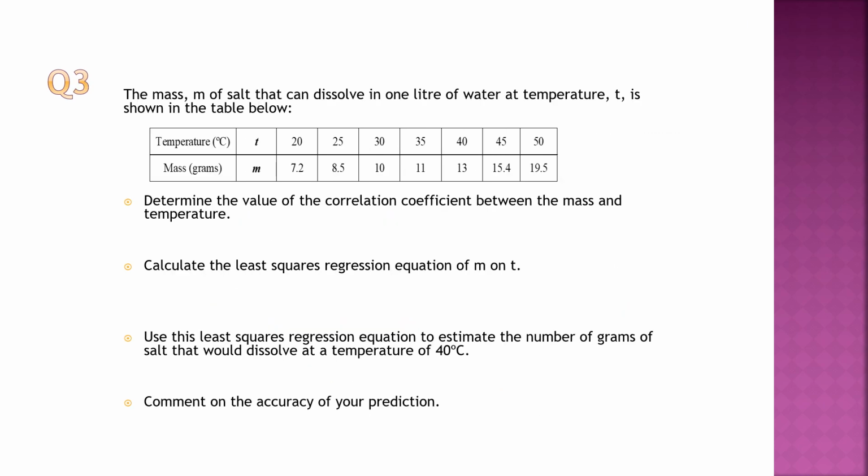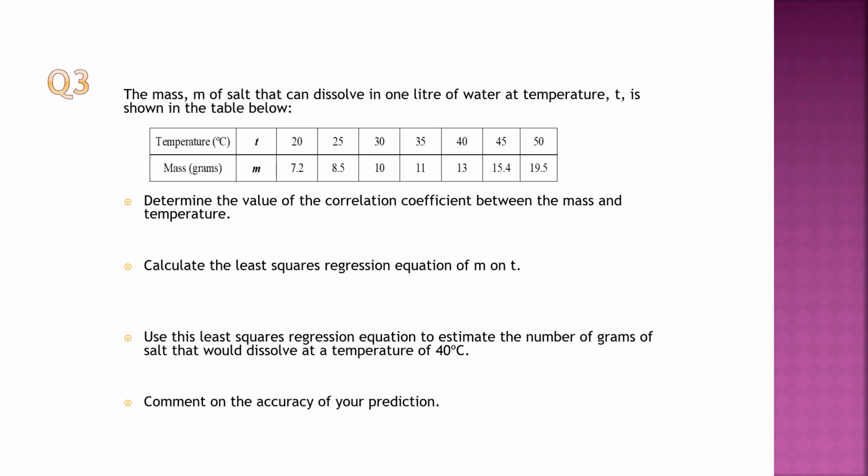Okay, so question 3 will be the last question that we're going to do for today. From what you can see here, you're not given X and Y now. Now it's T and M. How do you know which is X, which is Y? Okay, I already told you. First of all, the mass can dissolve in water. So what we're talking about is the amount of salt that can dissolve in water. Always read the question, okay?